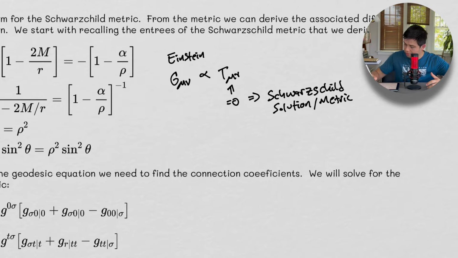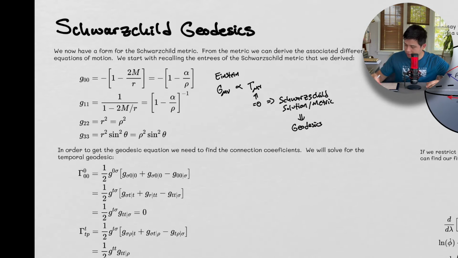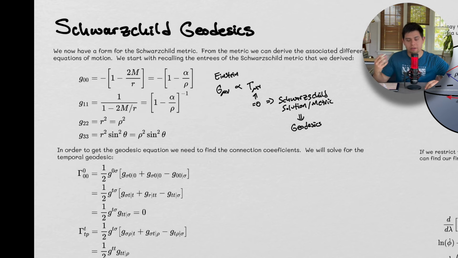All right, and then from there we can calculate the geodesics. Okay, so we effectively did this part here. We derived the Schwarzschild metric last time. Now we're going to take a look at the geodesics, and we're going to take a look at them in depth. We're going to see what kind of paths in space-time they predict.